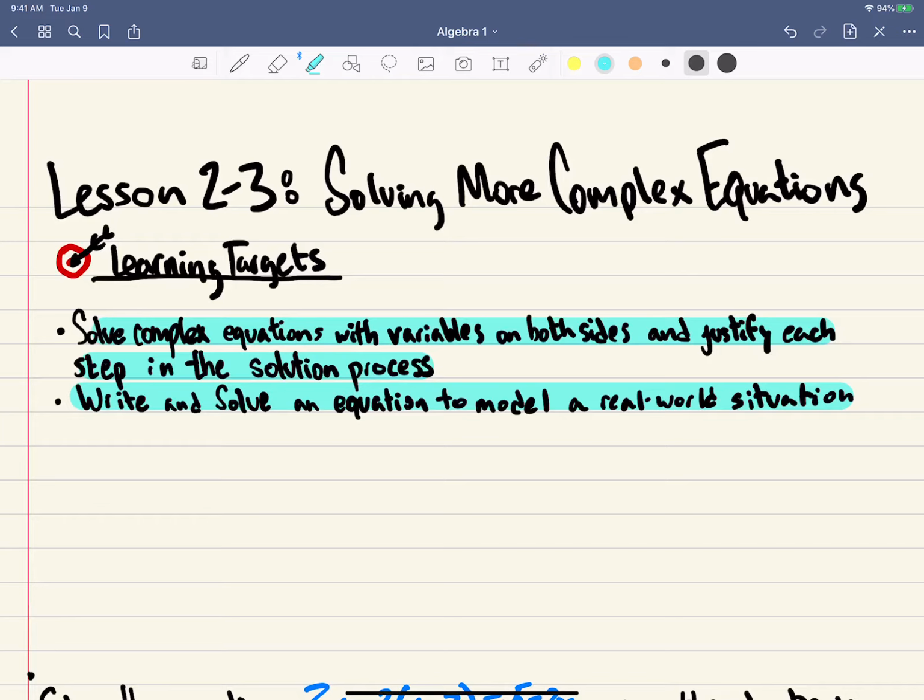However, the equations we're going to be dealing with from now on are going to be a little bit more complex than what we're used to, and that's about it. All right, so let's just get started.